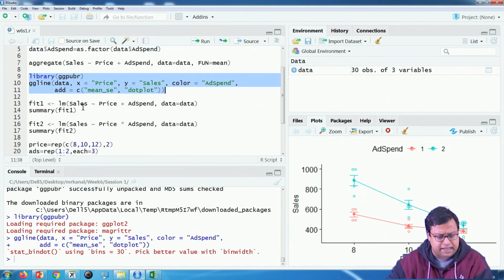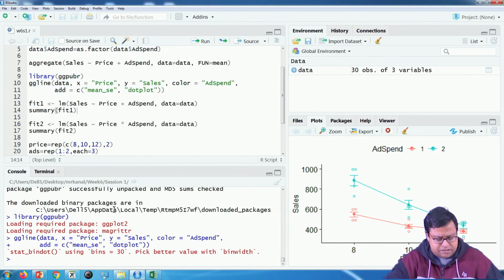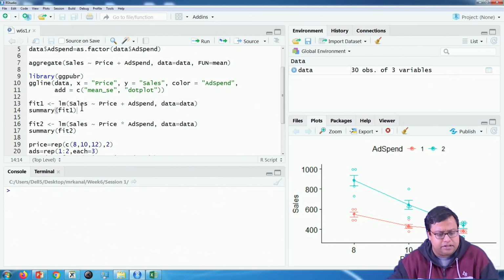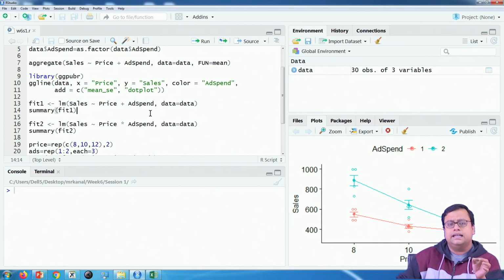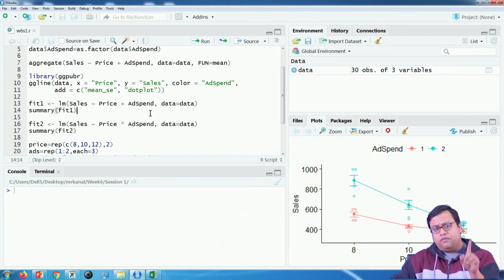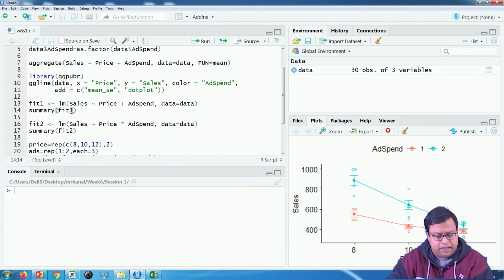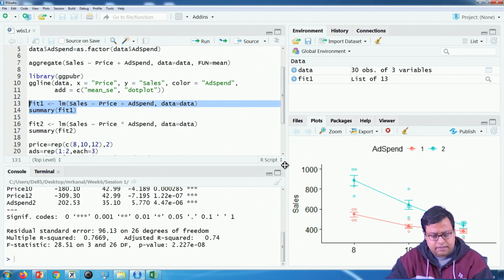So, to check that, what I do is I first run a normal linear regression with sales as the outcome and price and ad spend as predictors. Now, remember price and ad spend are both factor variables here. So, for both of them, one of the categories will be dropped because of multicollinearity issues. We have talked about this before, and the other ones will be populated. If I just run this, the result comes up like this.